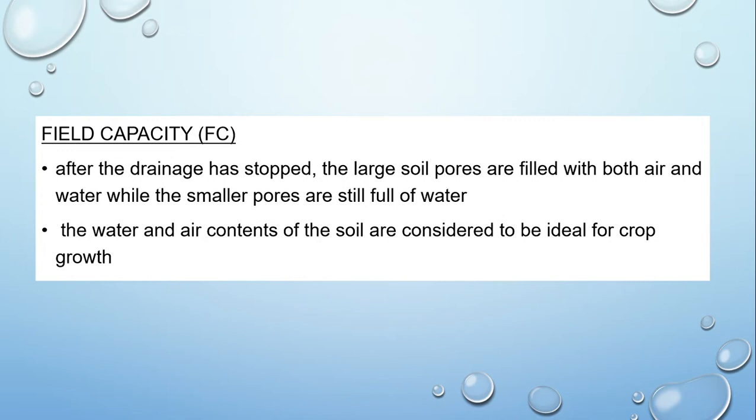So here in field capacity, the water and air contents of the soil are considered to be ideal for crop growth. Because it has water that the plant can take up, and it also has air for aeration of its root zone.